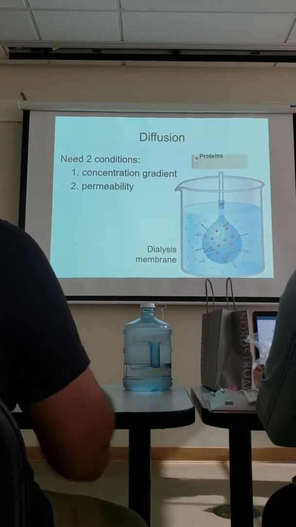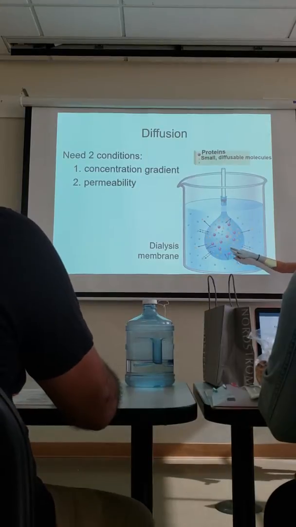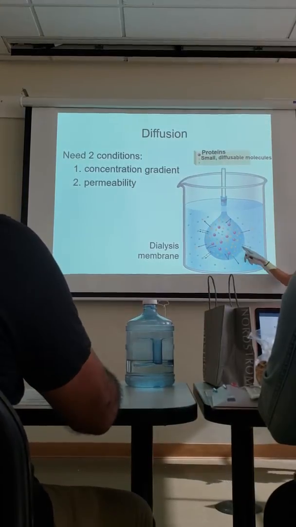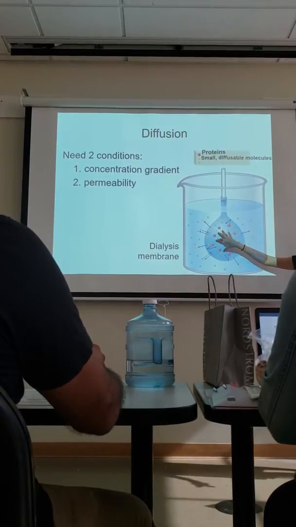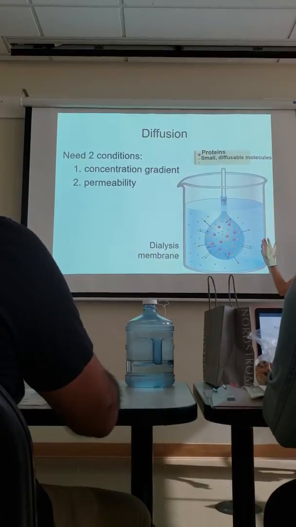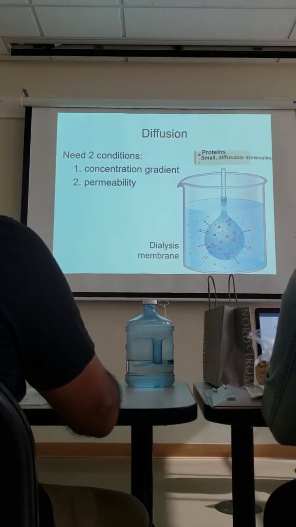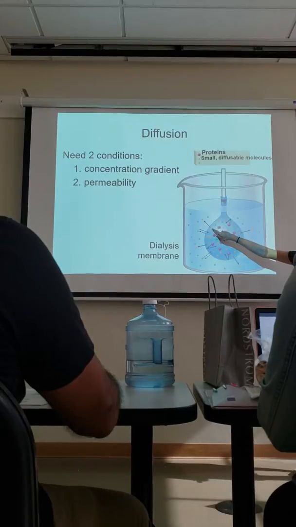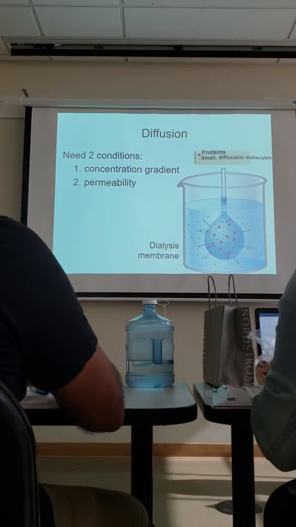Now let's take a look at the smaller molecules, the small yellow ones. Where are most of your small yellow molecules located? Inside. So based on concentration gradient, where are they going to want to go? Outside. And notice, because these molecules are smaller, the membrane is permeable. They can go through the membrane, and you see some of the little yellow molecules moving out. So they're able to diffuse from high to low concentration, from inside to out.